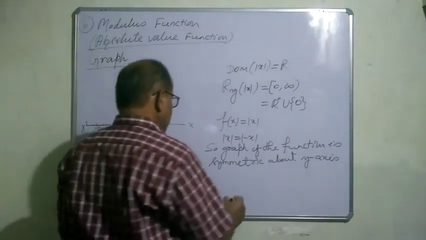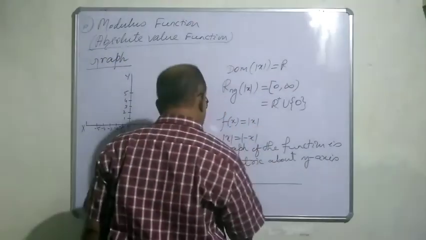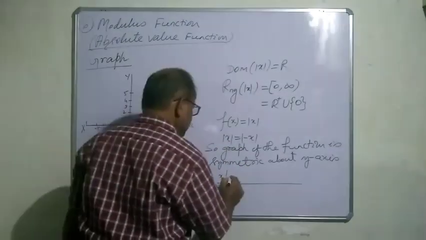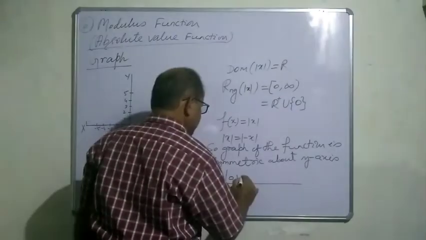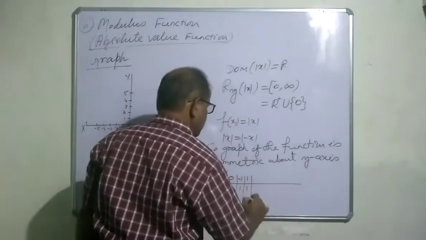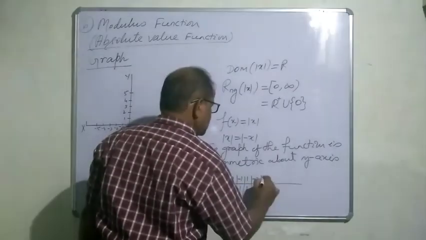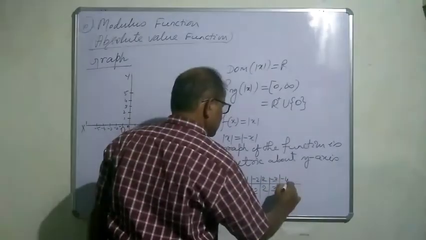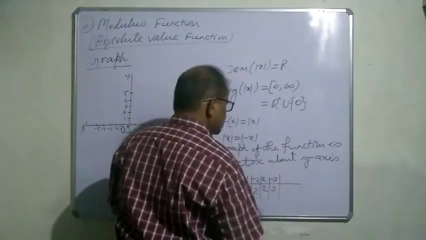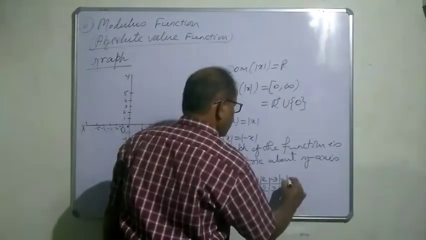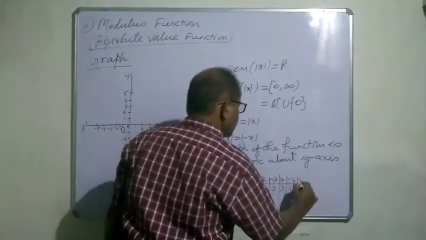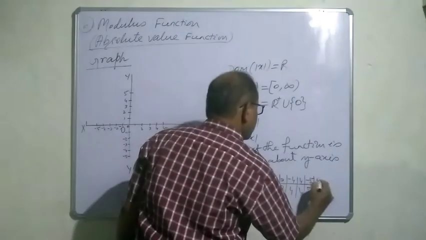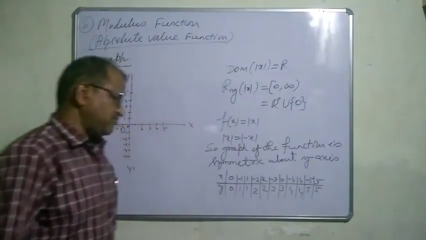We will find some points of the function. Suppose it is x, it is y. If you take 0, it will be 0. If you take minus 1, it is 1; 1, it is 1. Minus 2, it is 2; 2, it is also 2. Minus 3, it is 3; 3, it is also 3. Minus 4, it is 4; 4, it is 4. And if you take minus 5, it will be 5; 5 also, y will be 5. Okay?